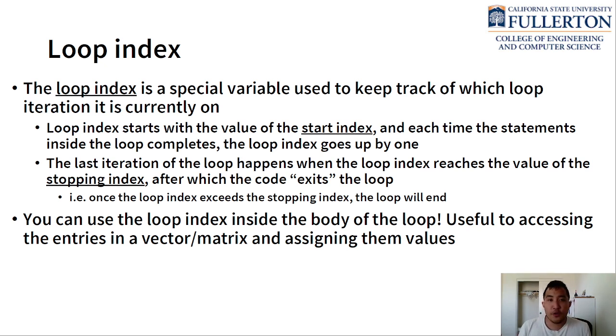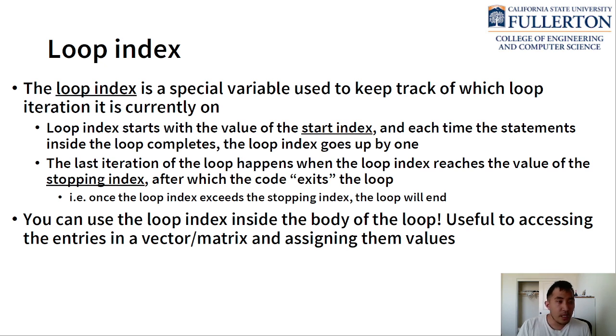All right, so let's talk about the loop index a bit more. The loop index is a special variable used to keep track of which loop iteration it is currently on. Just like I mentioned previously, the loop index starts with the value of the start index, and each time the loop body completes, each time you complete all the code within the loop body, the value of the loop index goes up by 1. So let's say it starts at 1, the body completes, then the loop index will be 2, the body completes, 3, and so on and so forth. The body will keep repeating until the loop index exceeds the value of the stopping index. You can think of the last iteration of the loop as happening when the loop index reaches that stopping index, after which we say that the code exits the loop.